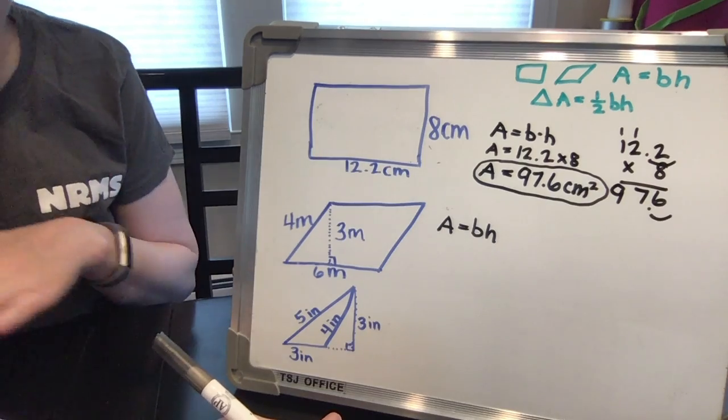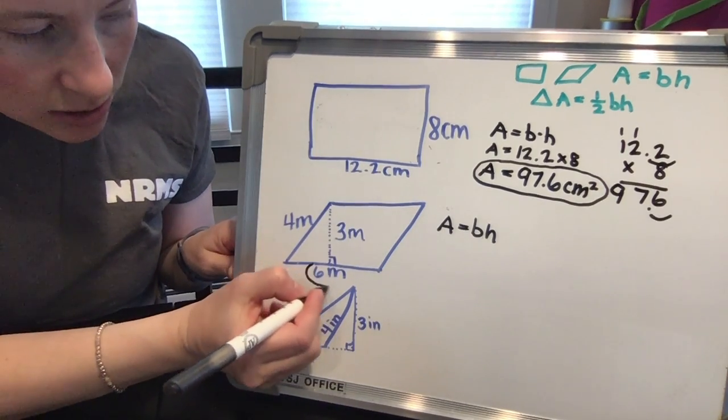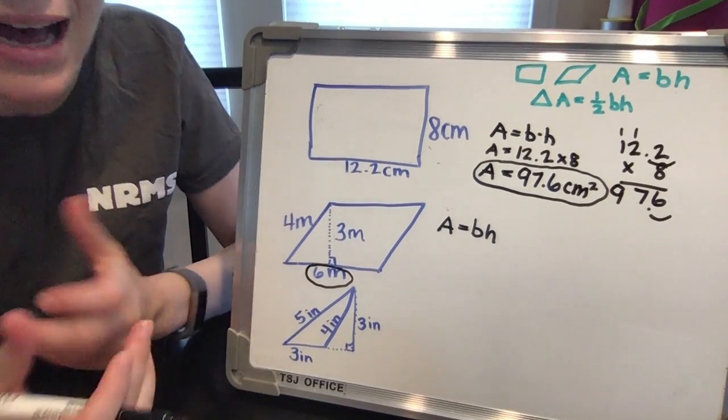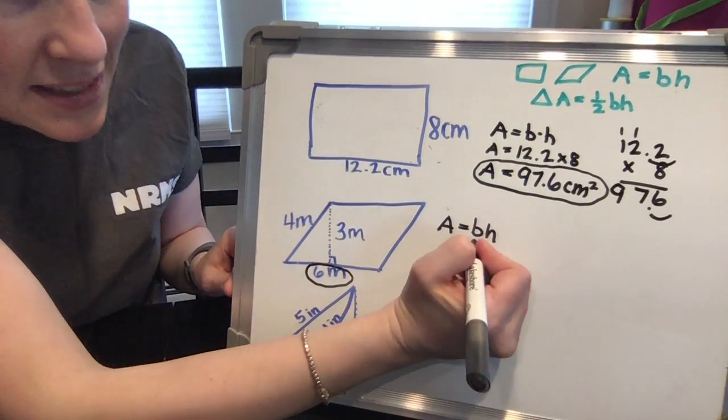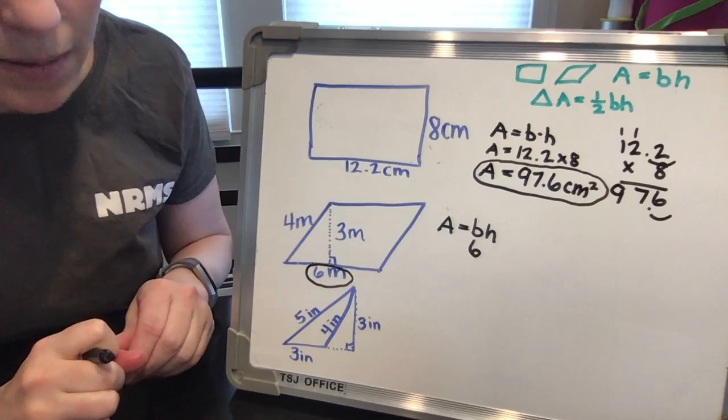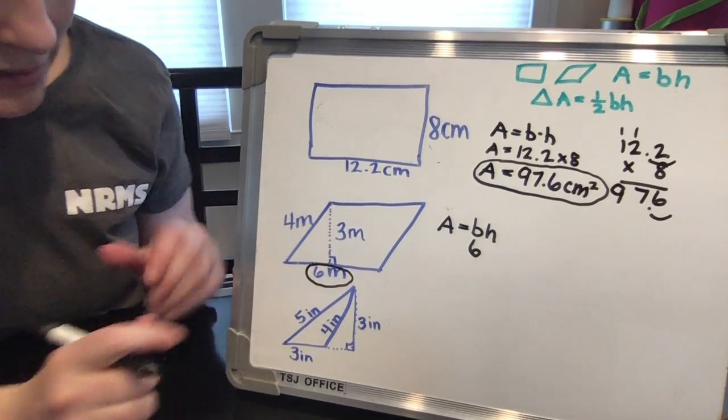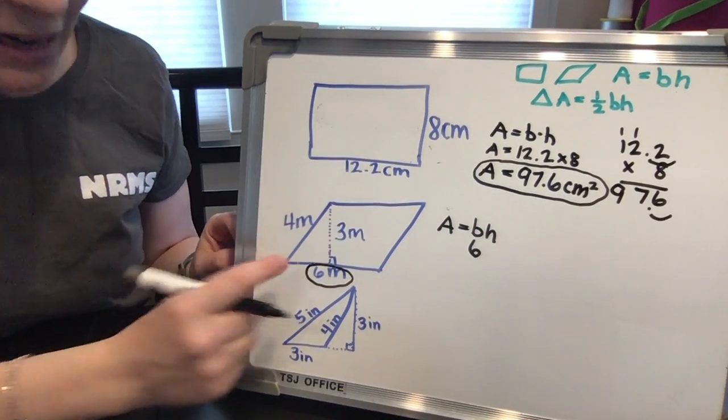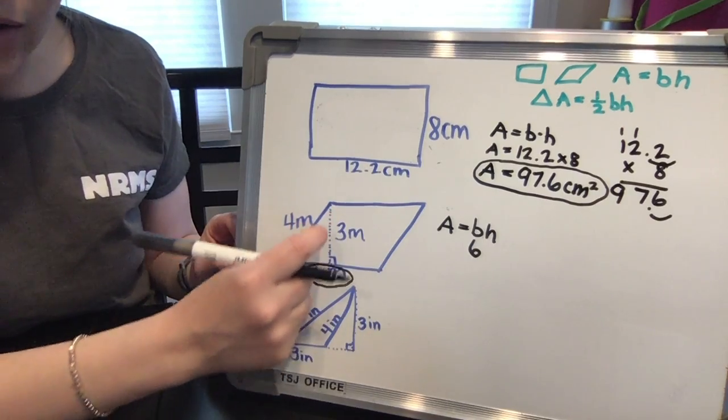So my base is whatever would be resting on the table. So I'm just going to circle this 6 meters. That's my base. So I'm going to put a 6 over here for the base measurement. Next, I have to figure out my height. So I have 4 meters for this side, and I have 3 meters going down on this dotted line.